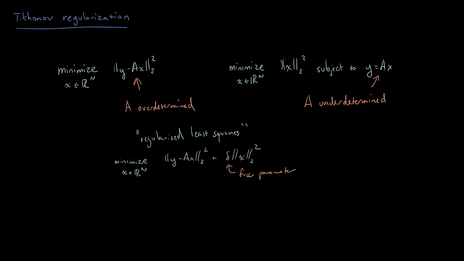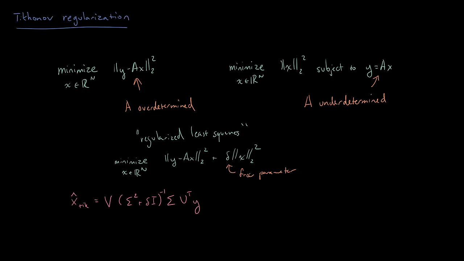In the homework, you're actually going to show that the solution to this problem in terms of the SVD is just given by V times (Sigma squared plus delta I) inverse times Sigma U transpose y. So notice that if delta was 0, this would just reduce to the previous least squares solution, but if delta is somewhat large, this could be quite different.